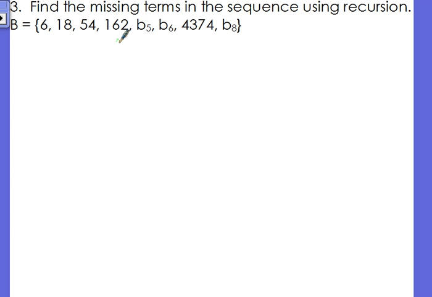And honestly, I don't have a calculator with me, so I've got 162. 162 times 3 gives me 486. Is that right? And then I could keep multiplying by 3 to find the successive terms.